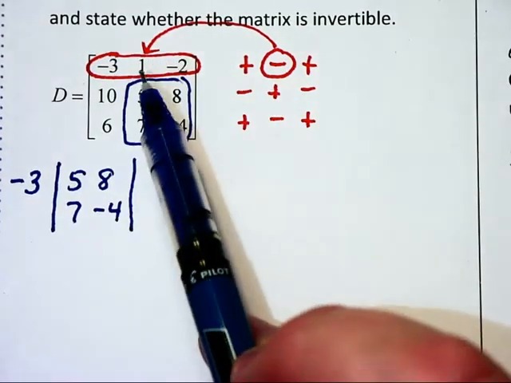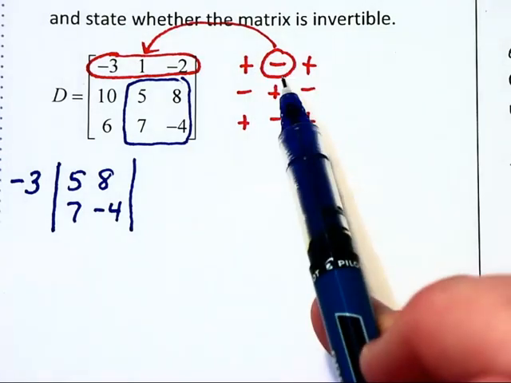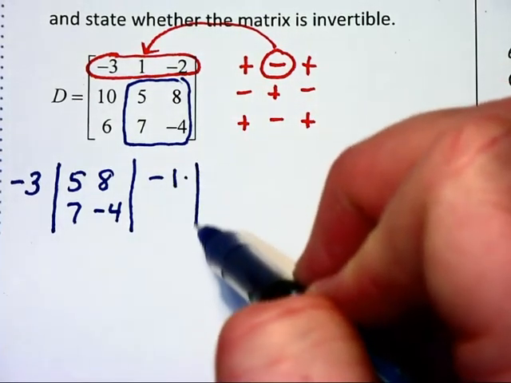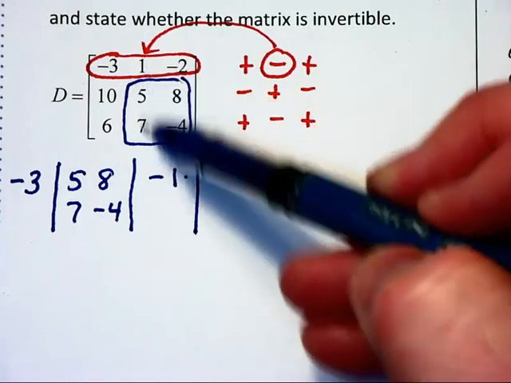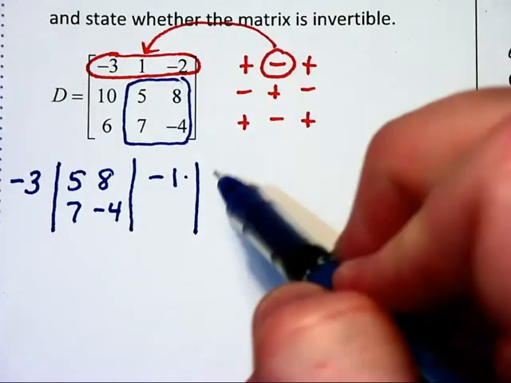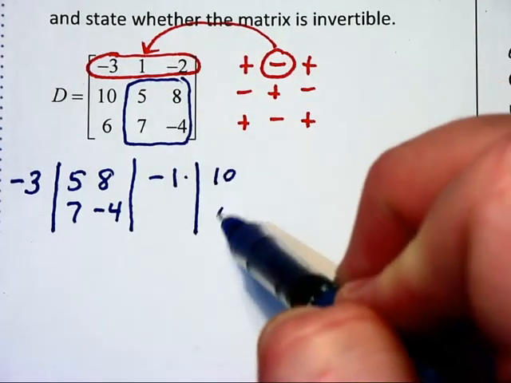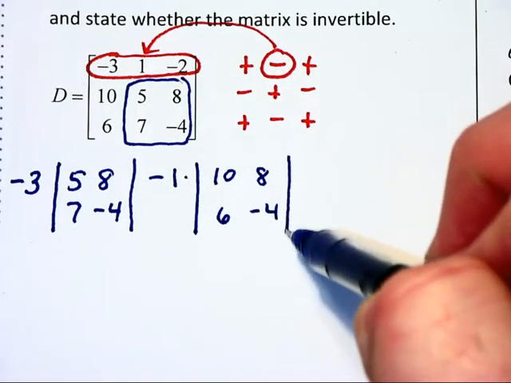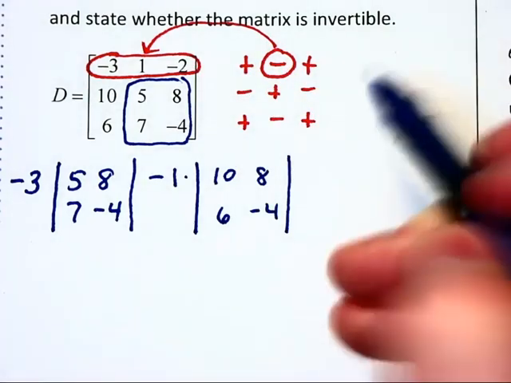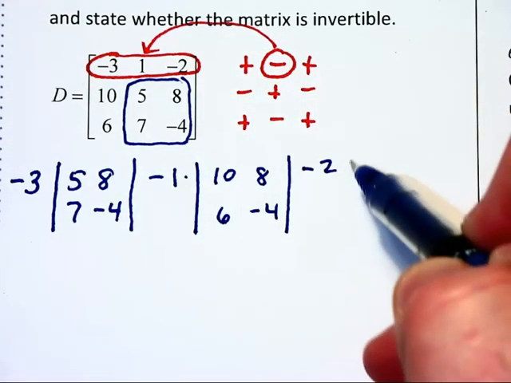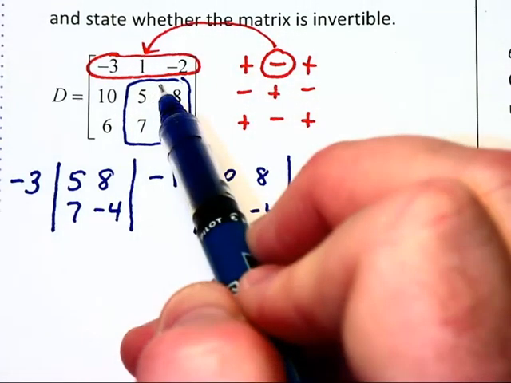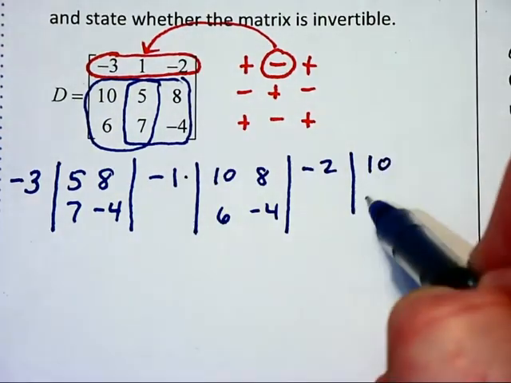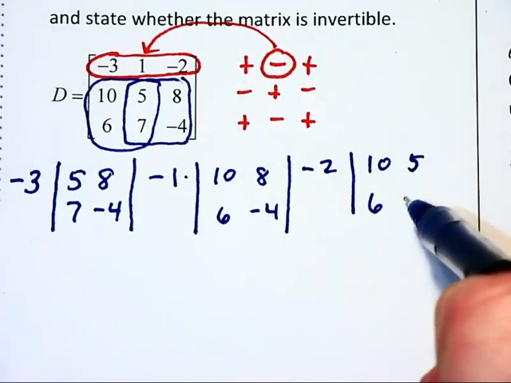We then move to the next position. It would be a +1, but we're changing it to a -1, times its minor, which is what you get when you skip the middle column in the top row, which will have 10, 6, 8, and -4 in it. And then we have -2 on the top right, times its minor, which is the numbers in the bottom left portion here, which are the 10, 6, 5, and 7.